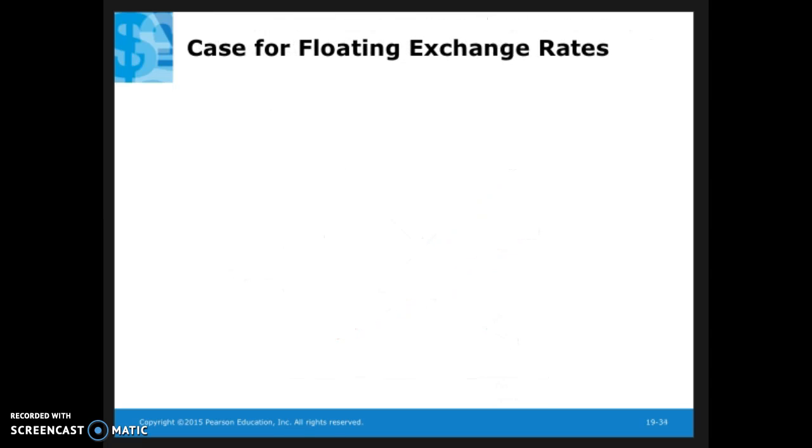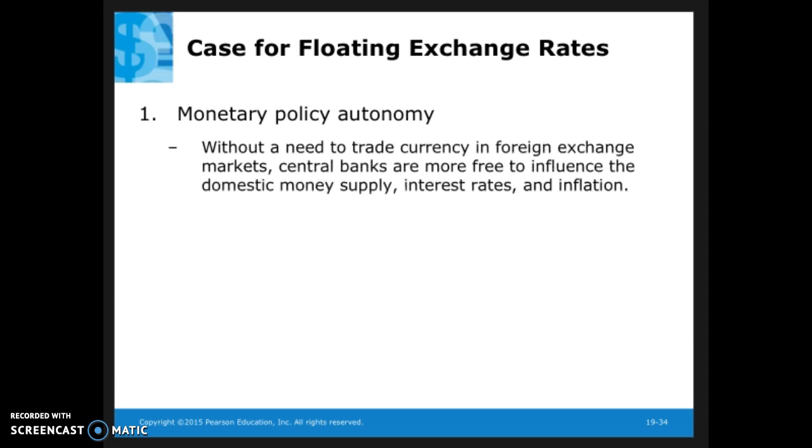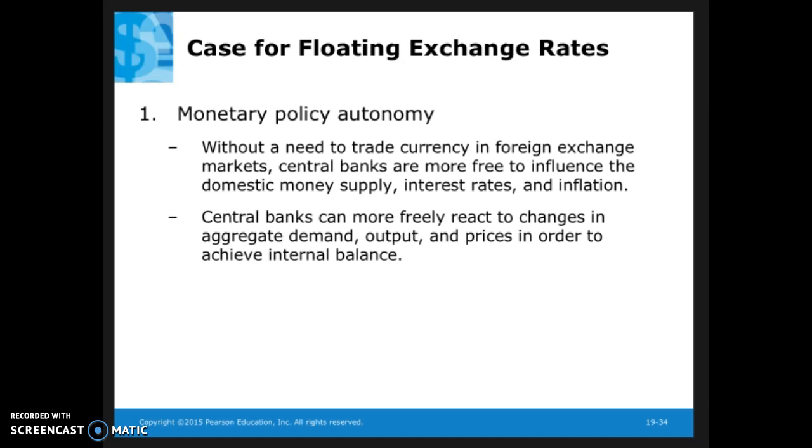So we have what's called the floating exchange rate. This is monetary policy autonomy without a need to trade currency in markets. Central banks are free to influence domestic money supply, interest rates, and inflation. Central banks can more freely react to changes in aggregate demand, output, and prices in order to achieve internal balance.